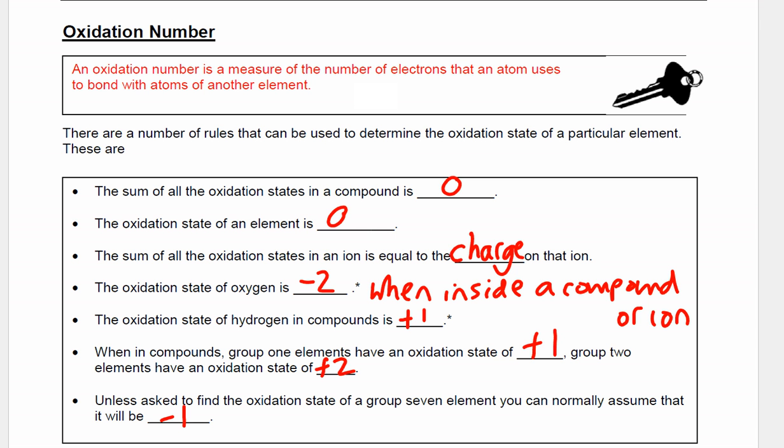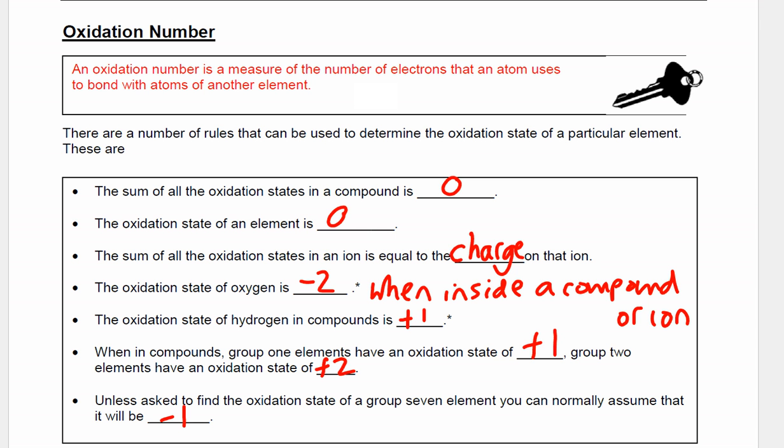The sum of all the oxidation states in an ion is equal to the charge on that ion. When oxygen is inside a compound or an ion, its oxidation number or oxidation state is -2. That is super important. Similarly, the oxidation state of hydrogen in compounds or ions is +1. The oxidation numbers of group 1 elements and group 2 elements, when they are in compounds or ions, will be +1 or +2 respectively.